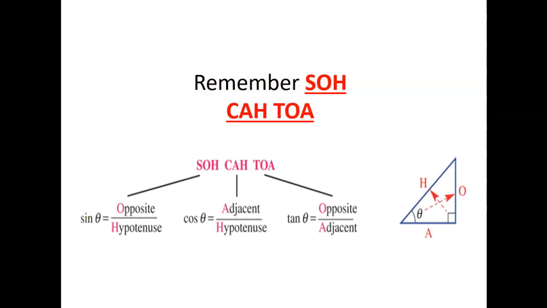Now, the good way to remember it, and you've probably been taught this since year 9, is SOHCAHTOA. If you can remember this, it'll remind you of what order your sides go in. The S stands for sine, O is opposite, and H is hypotenuse. So that's where the SOH comes in. CAH is cos, adjacent over hypotenuse, and then TOA, tan, is opposite over adjacent, and then there's another diagram there showing you O, A, and H.